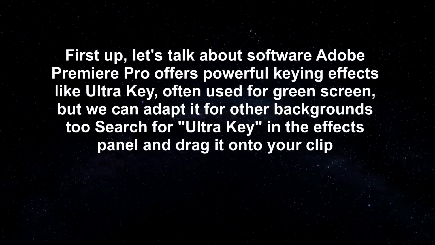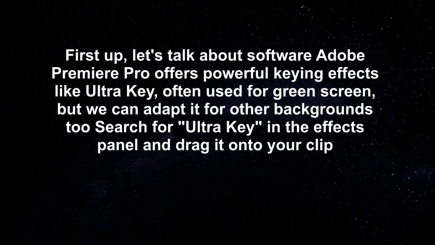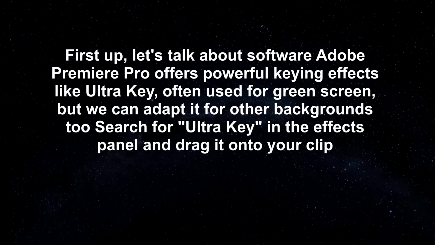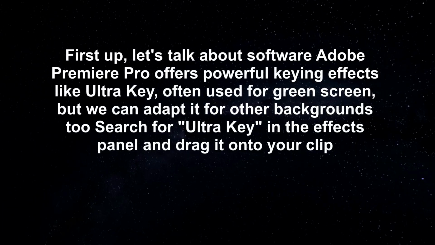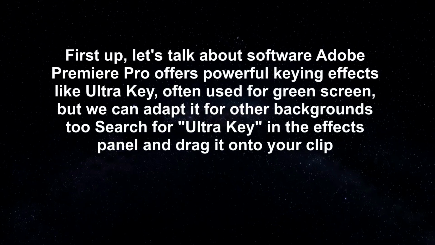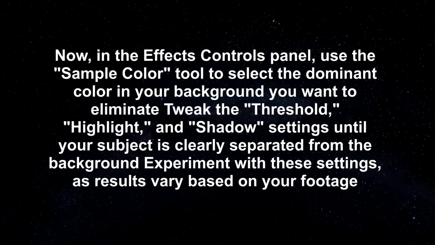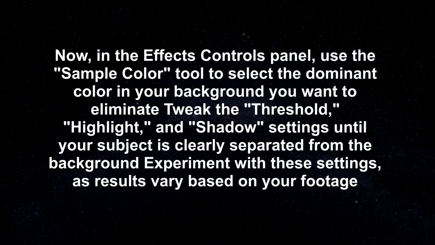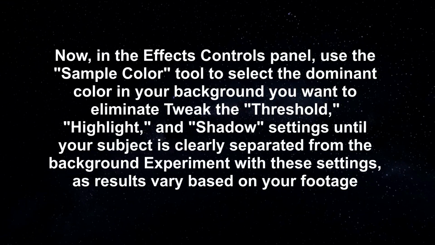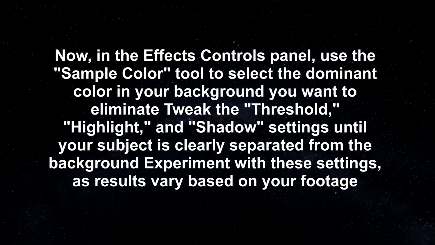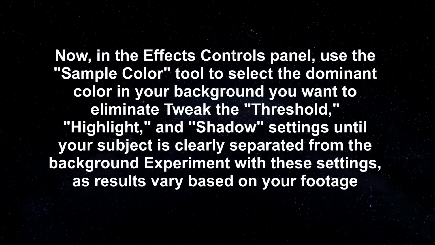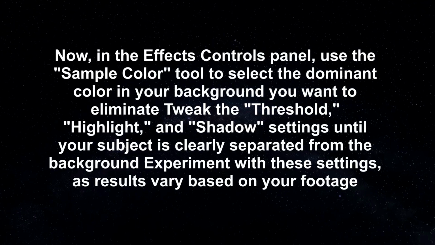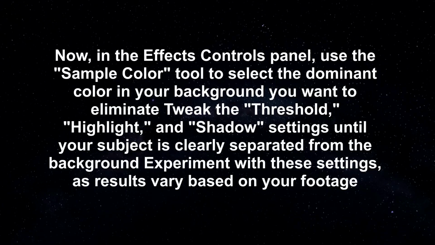Adobe Premiere Pro offers powerful key effects like Ultra Key, often used for green screen, but we can adapt it for other backgrounds. Search for Ultra Key in the Effects panel and drag it onto your clip. Now, in the Effects Controls panel, use the Sample Color tool to select the dominant color in your background you want to eliminate. Tweak the threshold, highlight, and shadow settings until your subject is clearly separated from the background. Experiment with these settings, as results vary based on your footage.